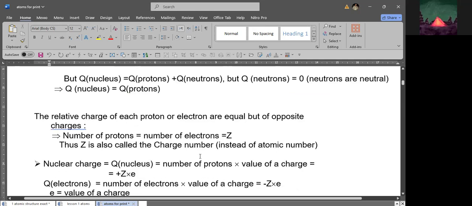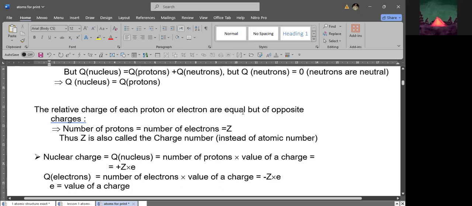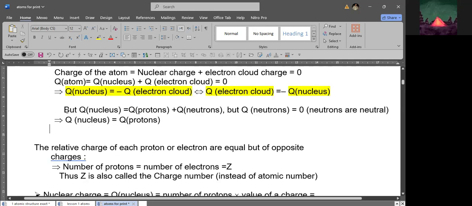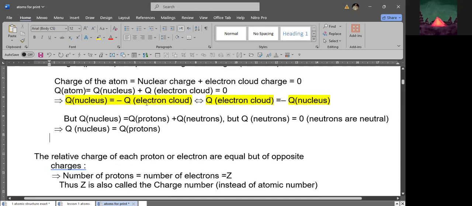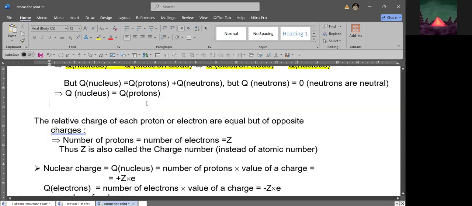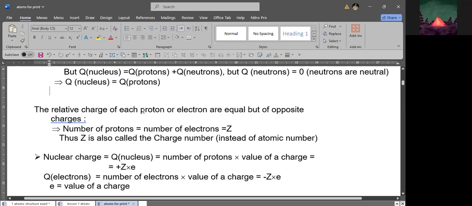The relative charge of a proton or electron is equal but of opposite sign. Of course, as we said here, the charges of the nucleus and the electron cloud are equal but opposite. The charge of the nucleus is positive, for example 10, the charge of the electron cloud is negative 10, and so on. The relative charge of each proton or electron is equal but opposite.